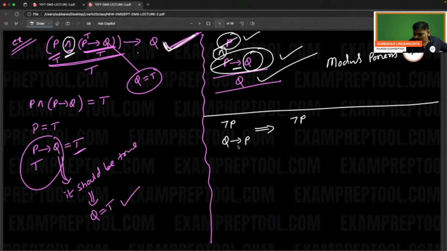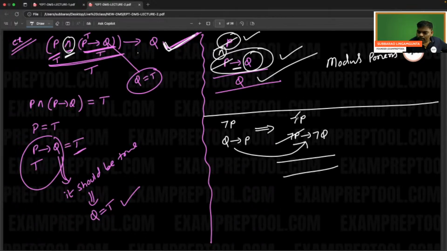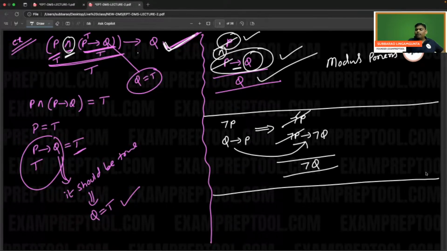Contrapositive, if you see Q implies P: first reverse and keep the negation. The contrapositive is negation P implies negation Q. Now if you observe clearly, the first one, negation P, you can cancel. The remaining thing is negation Q. It's almost the same thing.